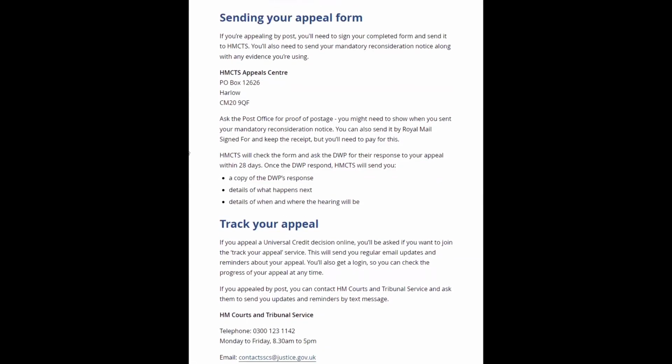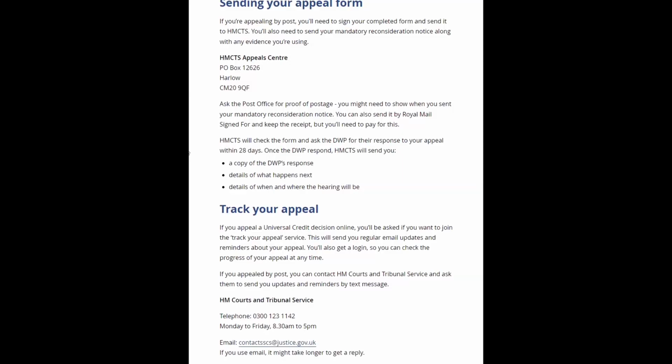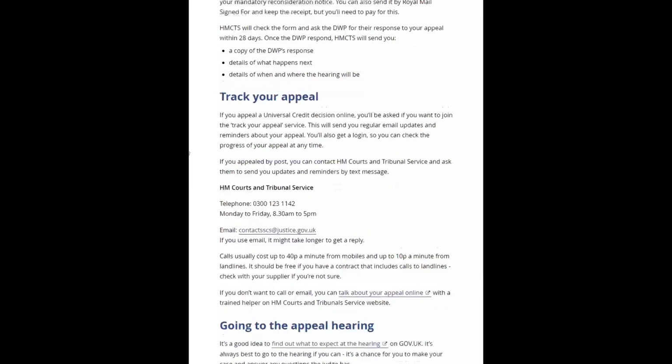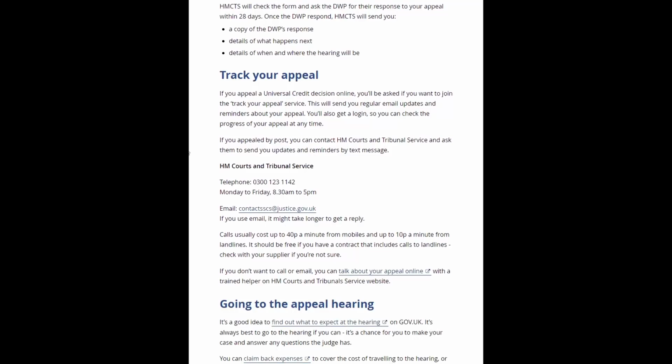And do proof of postage or sign for, just to make sure it gets there. And you need to wait for 28 days. If you appeal your UC decision online, you'll be asked if you want to join the track and appeal your service. This will send you regular email updates on your appeal. If you appeal by post, you can contact the courts by asking them to send you updates and reminders by text message.